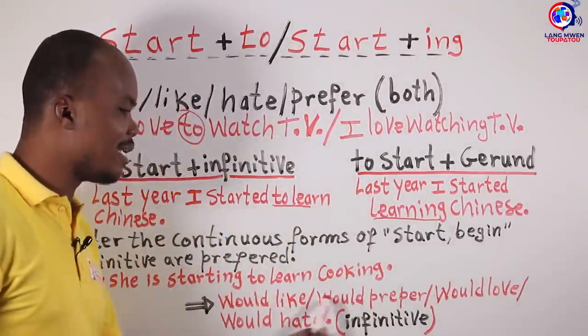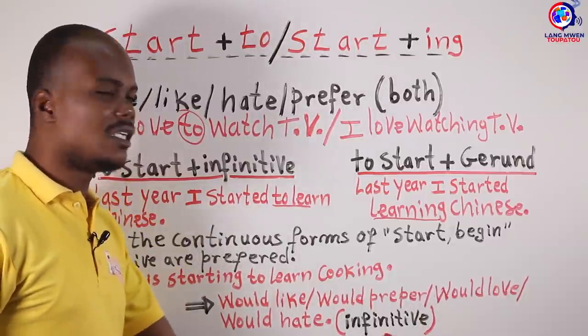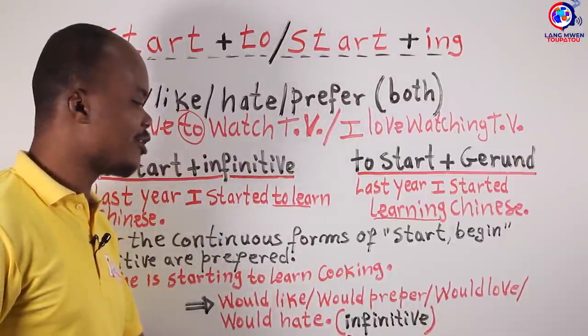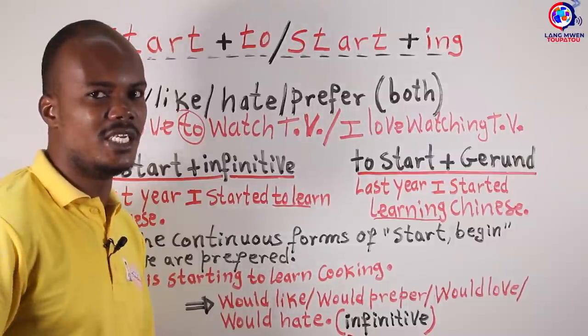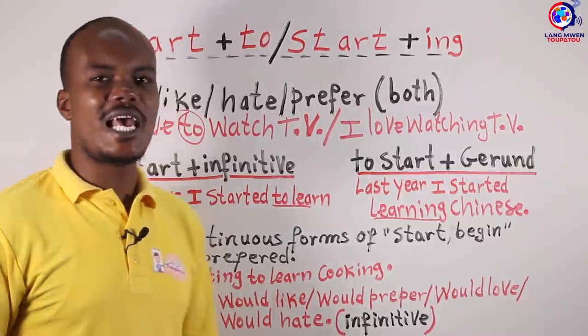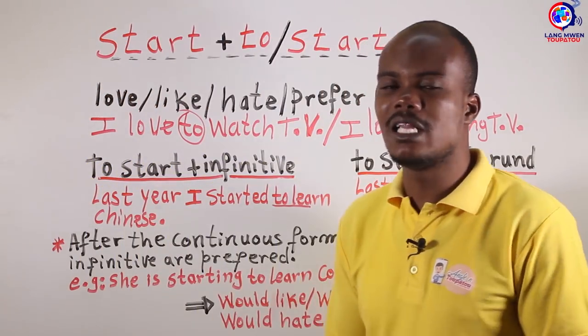So, after would like, would prefer, would love, would hate, it's an obligation to use the infinitive. C'est une obligation pour utiliser infinitive verb kap venir. Okay? I would like to eat an apple. When ta reme manje un pomme, I would like to eat an apple.